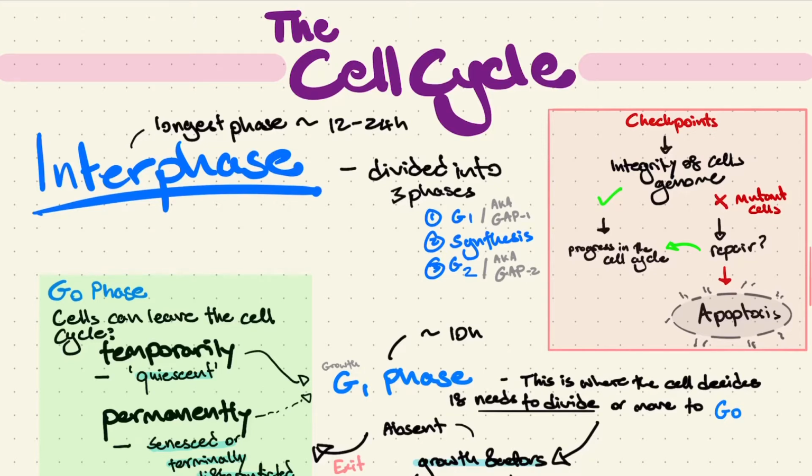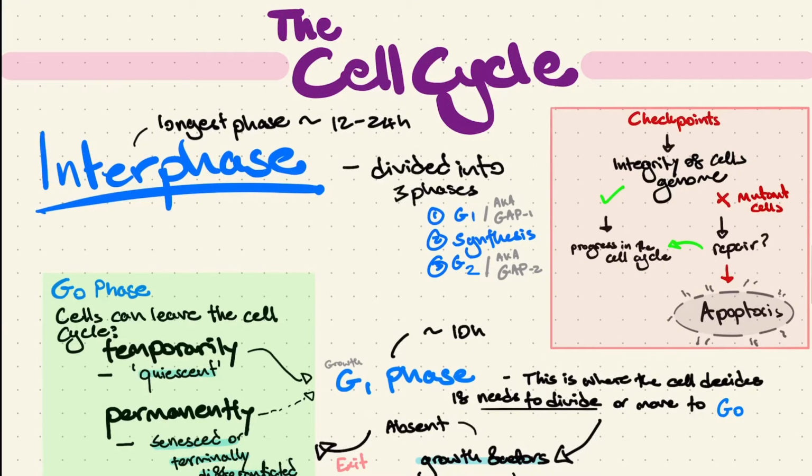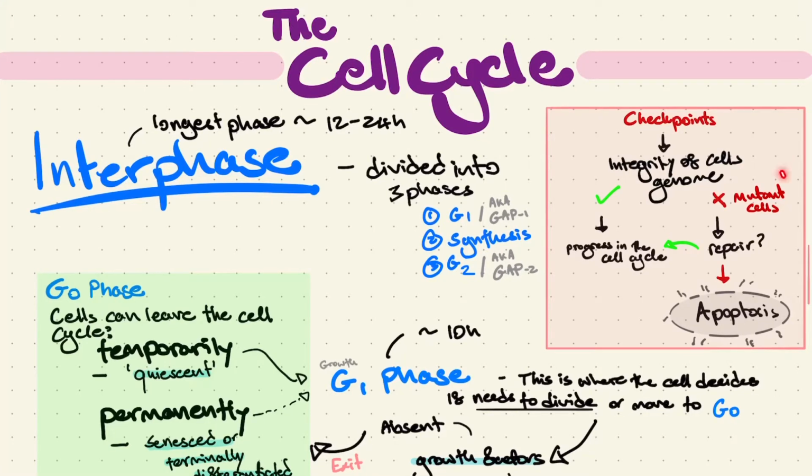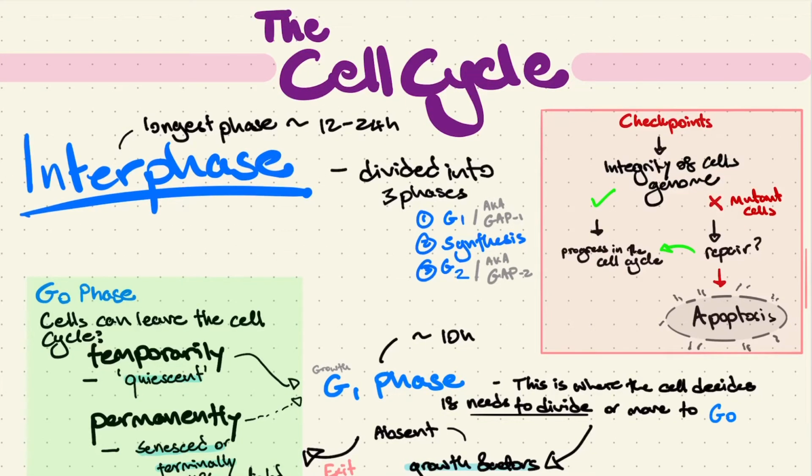Now, mutant cells are cells with a damaged genome, and preventing the proliferation of mutant cells is crucial because DNA needs to be preserved between replication cycles. If we allow these mutant cells to progress through the cell cycle and divide, then we will be causing the accumulation of mutations. And this will not only reduce the functioning capacity of cells, but could also lead to cancer. So, if everything's okay, then the cell will progress through the cell cycle.